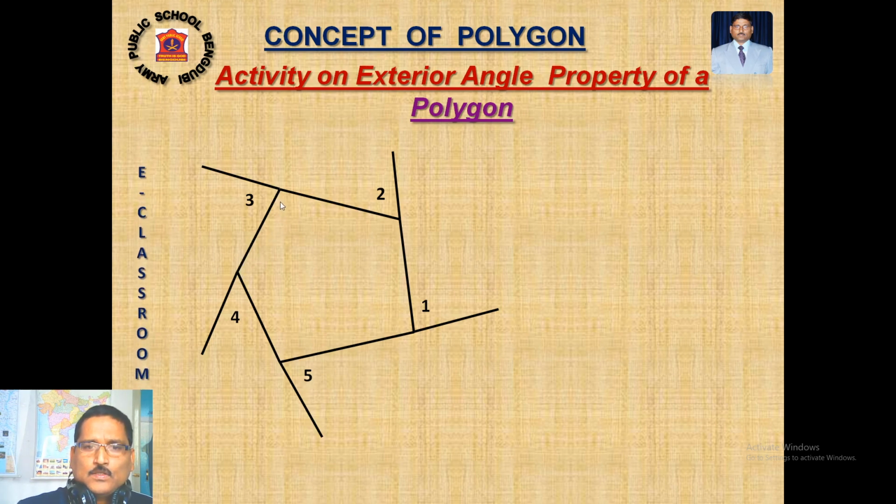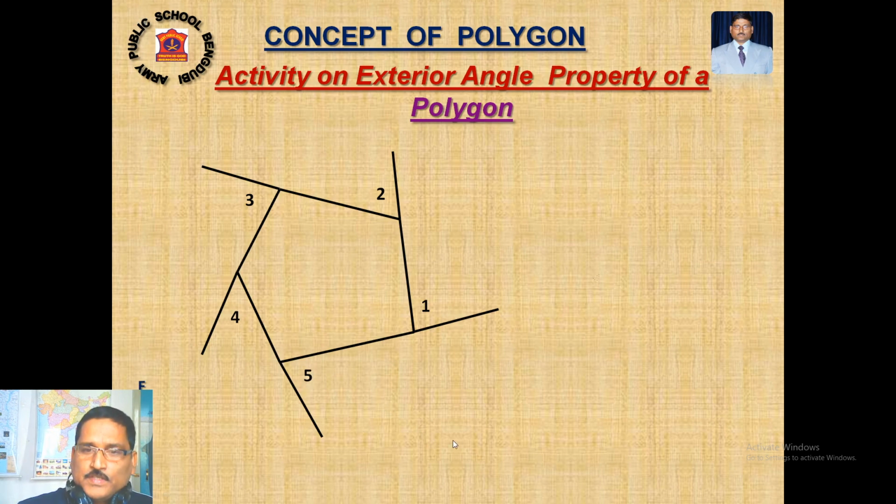Now extend each side outside. Then it is forming an exterior angle. So at each corner there will be an exterior angle. Mark them 1, 2, 3, 4, 5. You can use some color also, different colors. Angle 1, angle 2, angle 3. For all the angles you use 5 different colors.